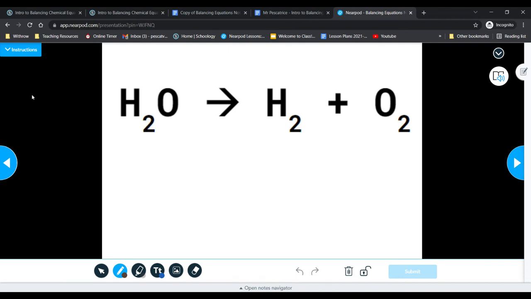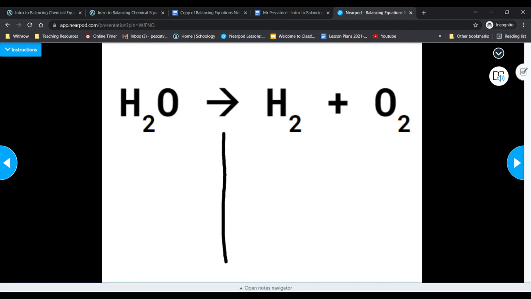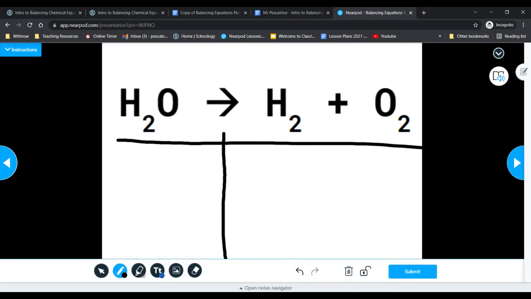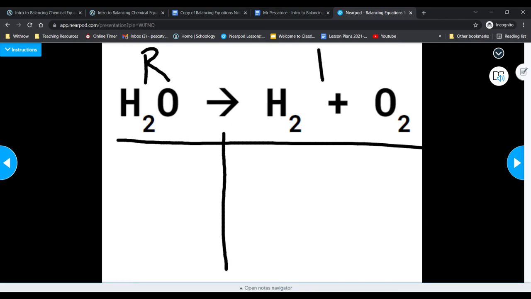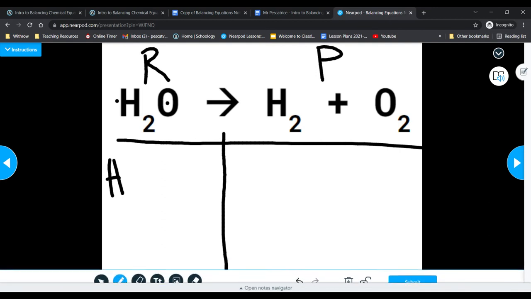Now again, forgive me if this doesn't look super awesome because I am using a touch screen, so hopefully it goes well. So if I drop down a line here and then make my T, here's my T-chart. Over here, I have the reactants, and over here, I have the products because the arrow is pointing to the products and away from the reactants. So step one is to list the atoms that you see. First we see hydrogen, so I'm going to put down H, and I see oxygen, so I'm going to put down an O.